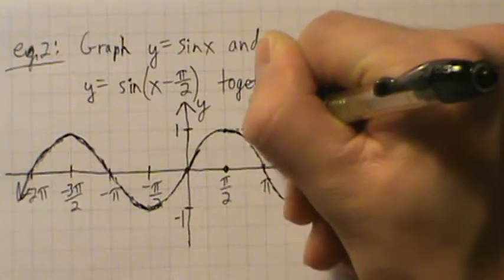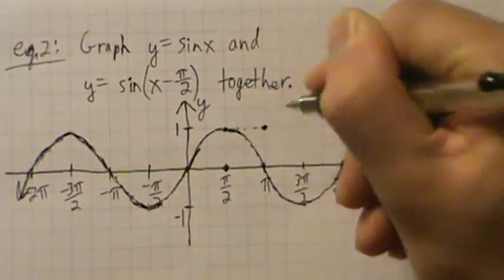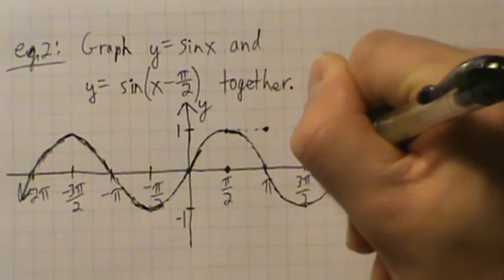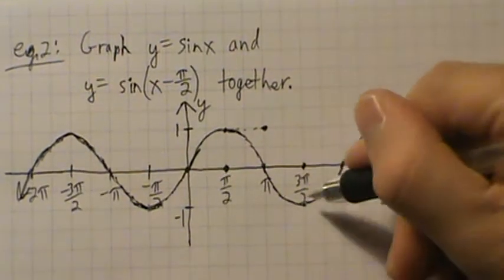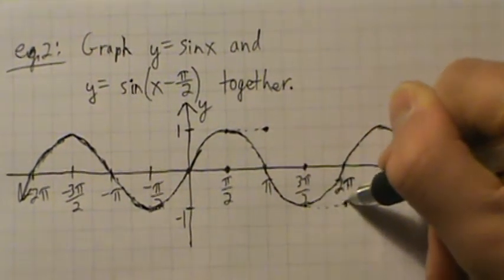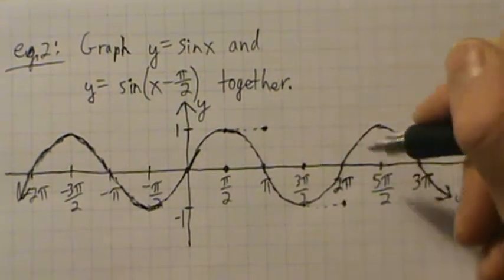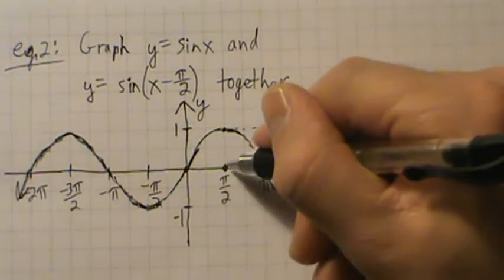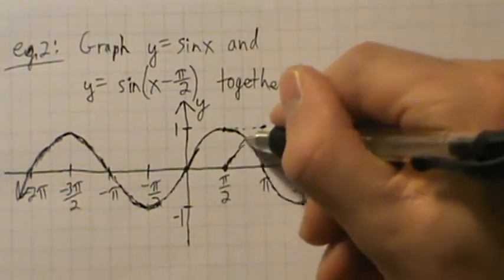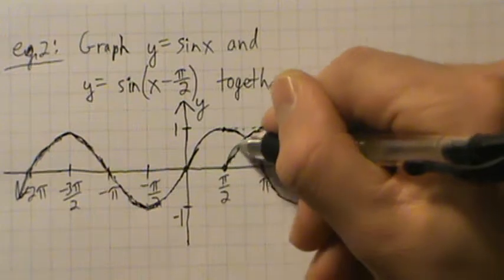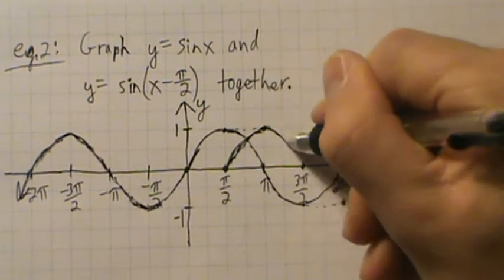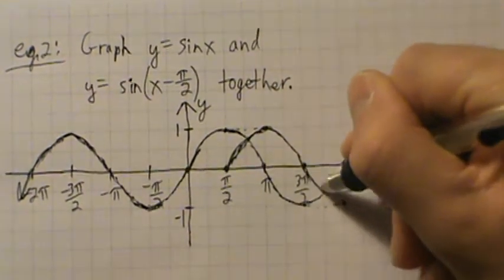Take this guy, shift him to the right pi over 2 units. Take this guy, shift him to the right pi over 2 units. Same thing here, take this guy, shifted to the right pi over 2 units. And that just keeps going on for each point here, right? So start over here, go up like this. It's going to have that exact same shape, just pushed to the right pi over 2 units. Okay?